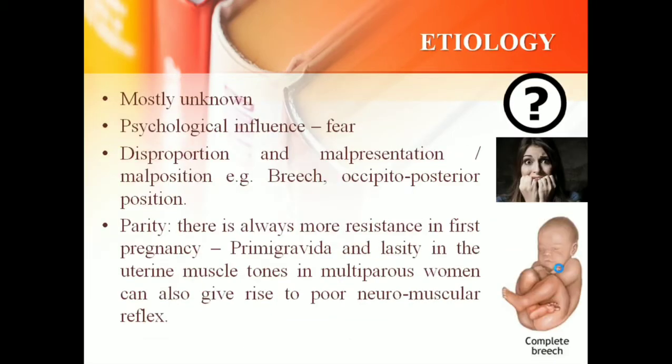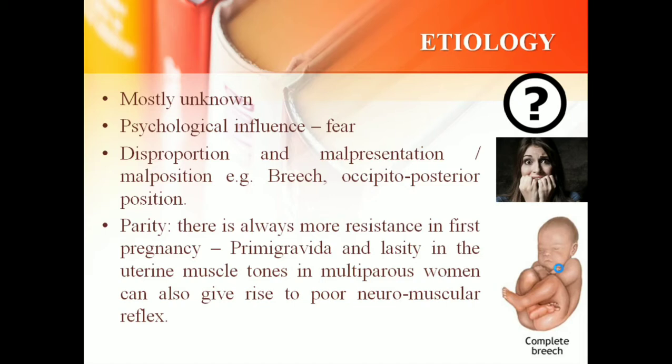First is the etiology of the topic. Etiology is mostly unknown. There is no known etiology mostly for this abnormal uterine action. Second is psychological influence. Fear affects us most, so fear can also be a cause of abnormal uterine actions at the time of labor. Then there are obstetric conditions, that is disproportion, malpresentation or malposition. Breech presentation is a malpresentation, and occipito-posterior position is a malposition. These can cause abnormal uterine action.